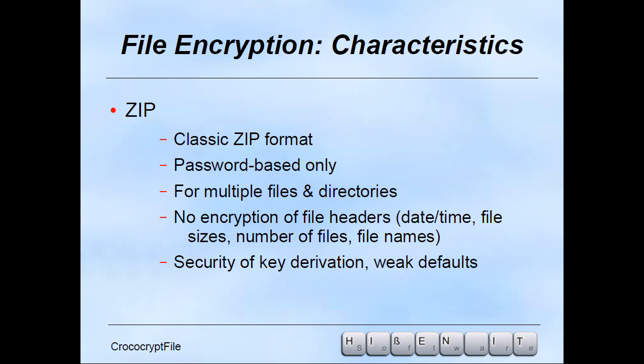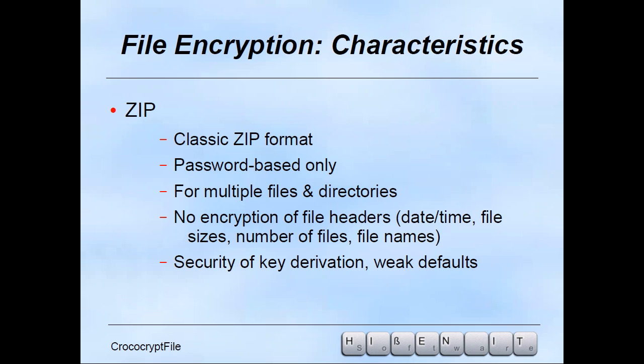Of course, because we're talking about zip archives, you can use it for multiple files and directories, but there is no encryption of file headers. So when you look at an encrypted zip archive, you will still be able to see the date and time of the file, the creation time for instance, the sizes of all files when they would be unpacked, so the file sizes of the decrypted files, and of course things like the number of files that can say something about the content of the archive, and especially important, file names. Sometimes in enterprise scenarios file names can for instance include customer names or customer IDs, so it's sensitive as well.